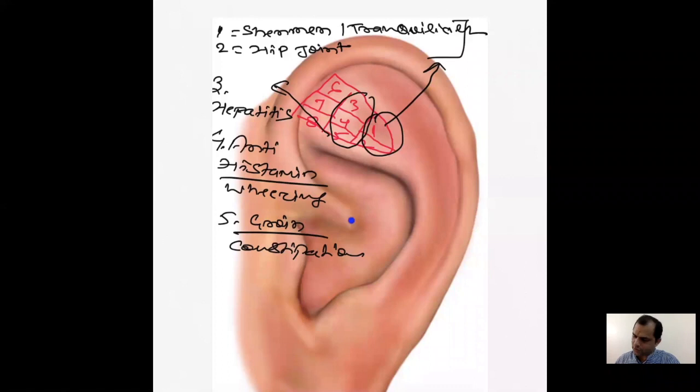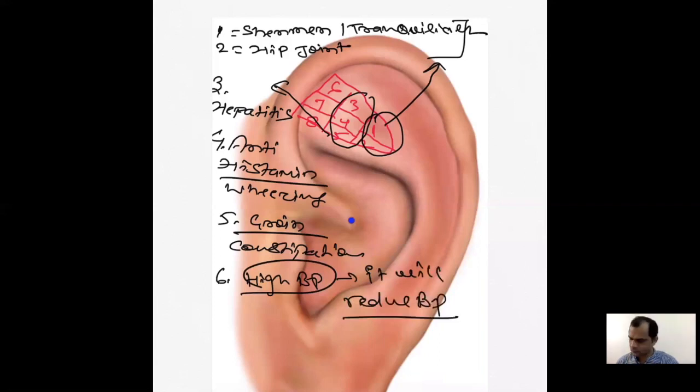Then point number 6 is the high BP. When we put this point, it will reduce blood pressure. Then point number 7, the point of uterus in the female and prostate in the male. So let's see the practical demonstration.